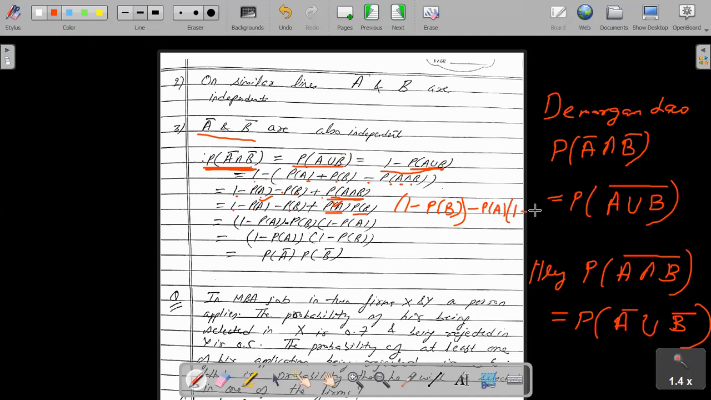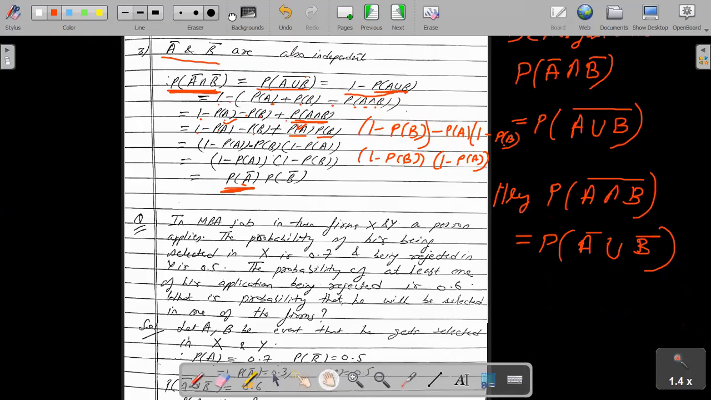पहली टर्म 1 बन जाएगी, दूसरे में सिर्फ प्रोबेबिलिटी ऑफ बी बच जाएगा. So if you see 1 minus probability of B, 1 minus probability of B, so again 1 minus probability of B is common. So this is how much? 1 minus probability of A. So 1 minus probability of B is nothing but probability of B complement, and 1 minus probability of A is nothing but probability of A complement. तो यही हमें प्रूव करना था. So probability of A complement intersection B complement is same as probability of A complement into probability of B complement. So therefore the two events are independent events.